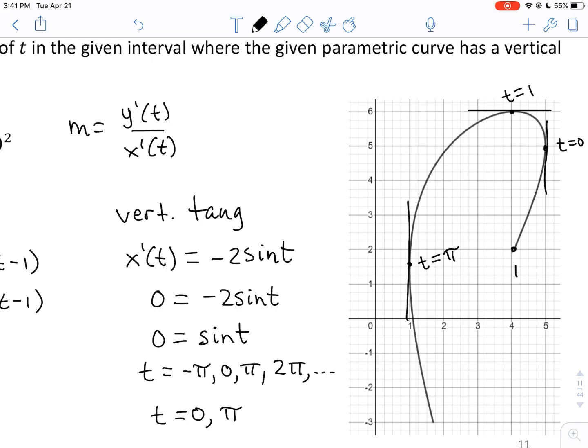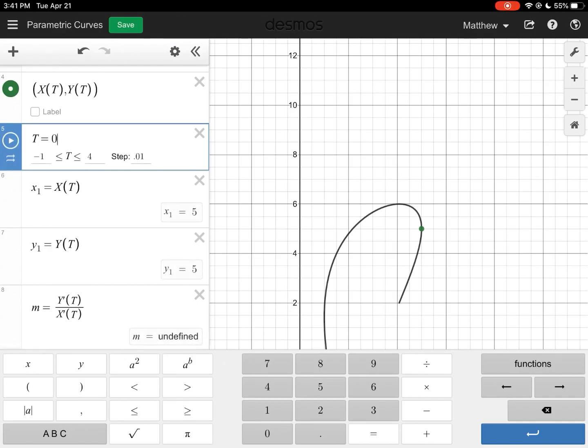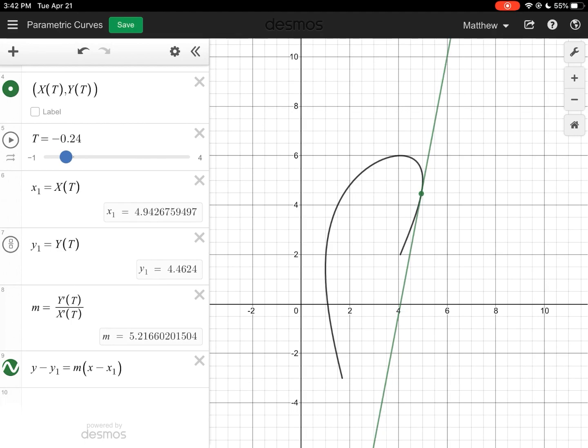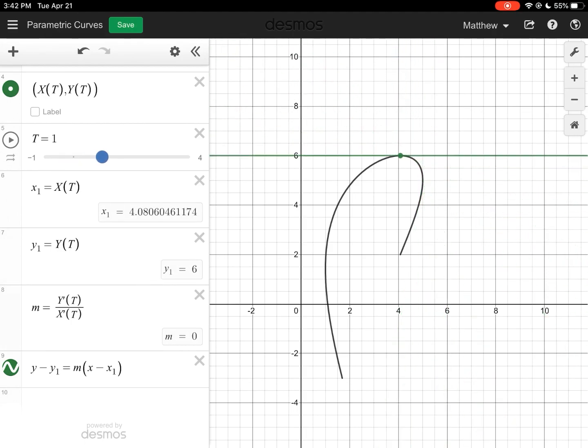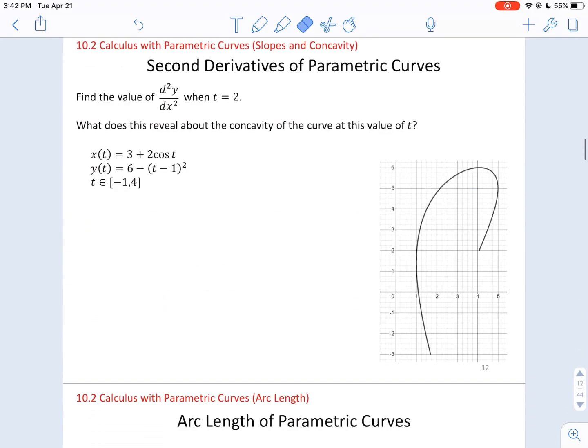And the graph started when t was -1, and it ended over here when t was 4. When t is 0, notice that the tangent line disappears. That's because x prime is 0 at this location, and so your traditional slope is undefined, so we expect to see no line when t is 0. Otherwise, we see lines. When t is 1, we had a horizontal tangent, and the other t is when t was pi, in which case there is, again, no line. The next slide, let's do second derivatives.